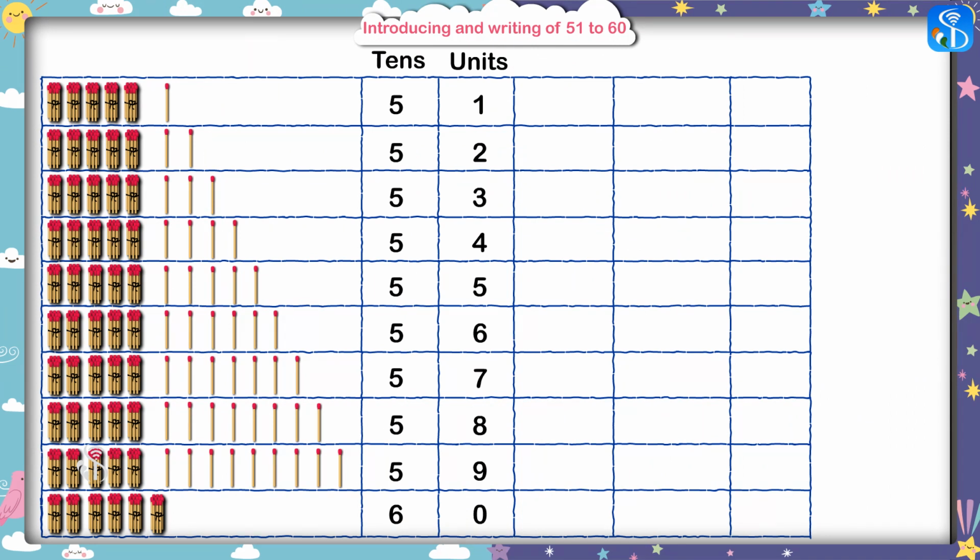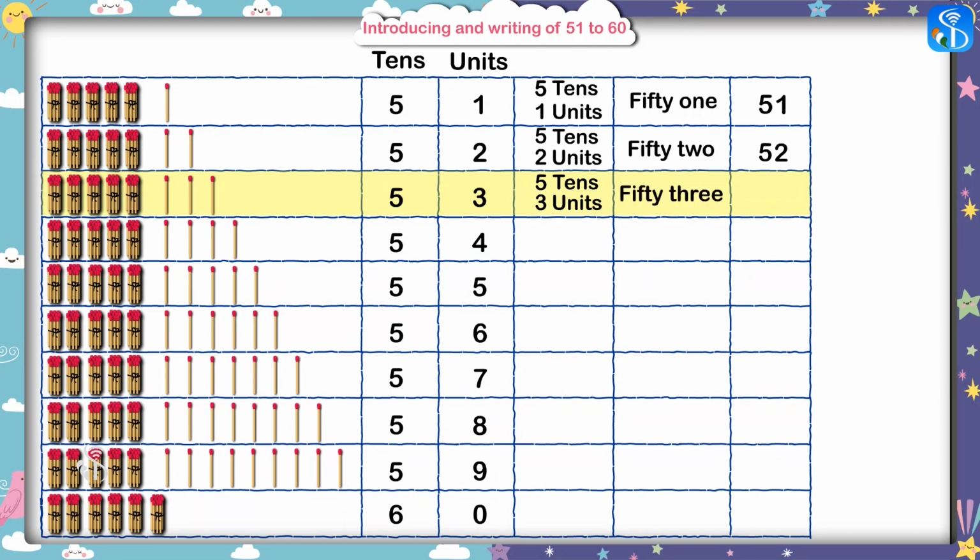Children, look at this chart. I will read the numbers for you. 5 tens, 1 unit, 51 is 51. 5 tens, 2 units, 52 is 52. 5 tens, 3 units, 53 is 53. 5 tens, 4 units, 54 is 54.